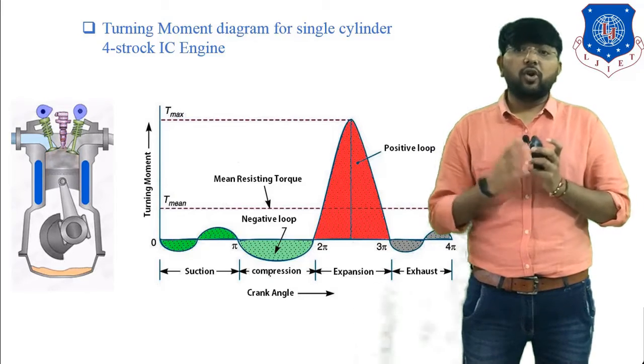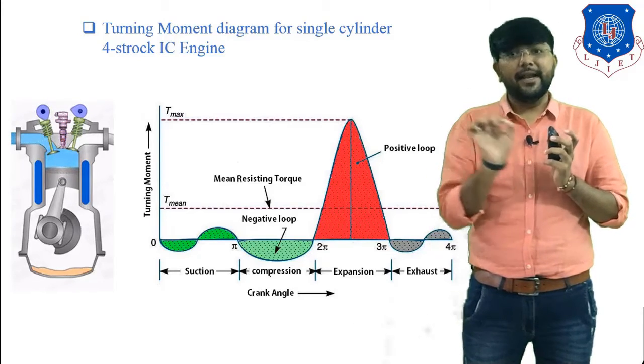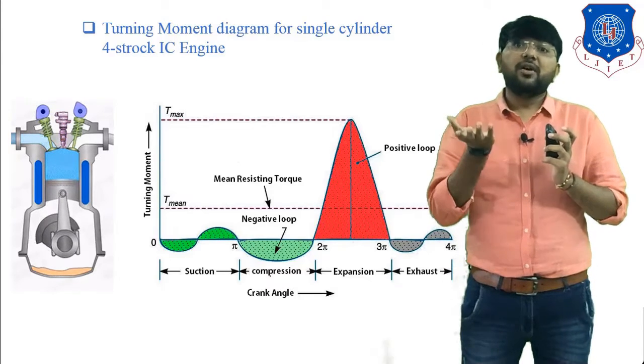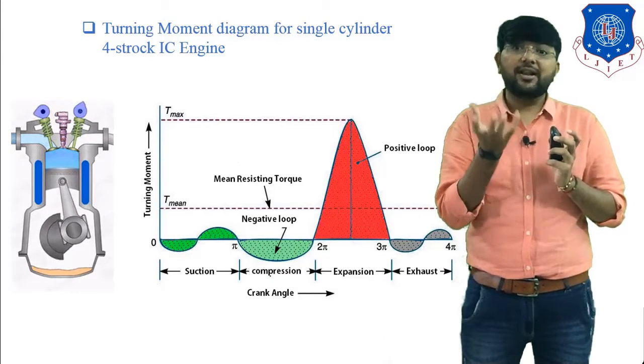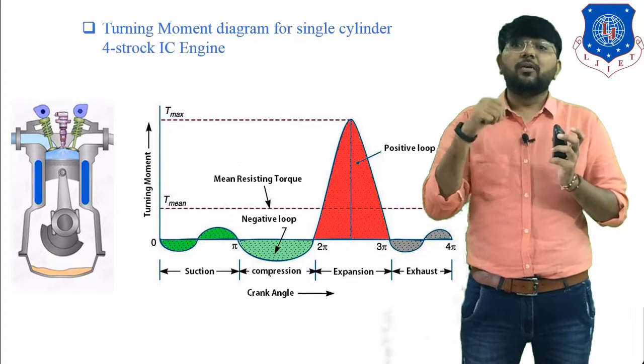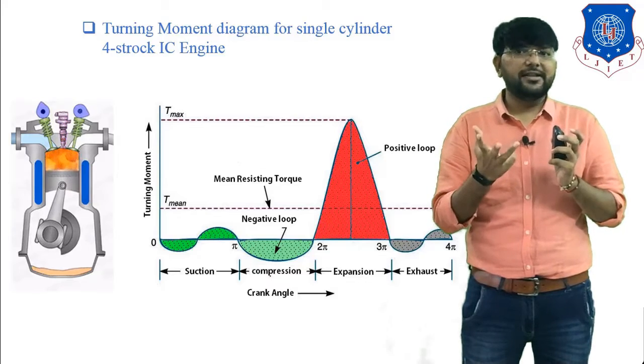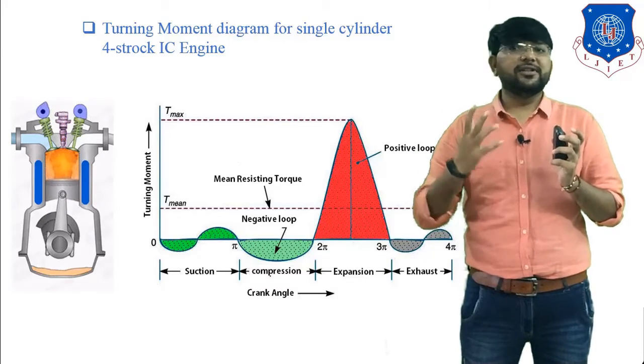The second stroke is the compression stroke. The loop of the compression stroke is a negative loop. So we have to deliver power in the compression stroke because we have to compress the fuel. Clear? Compressing the fuel means we have to do work on the gases or fuel. So we have to supply the energy. Clear? Okay.